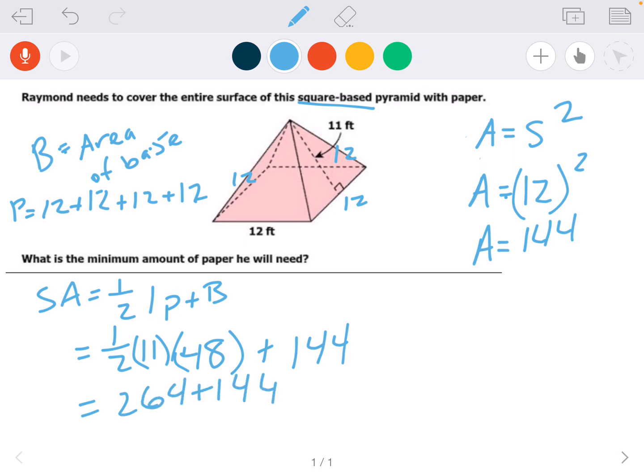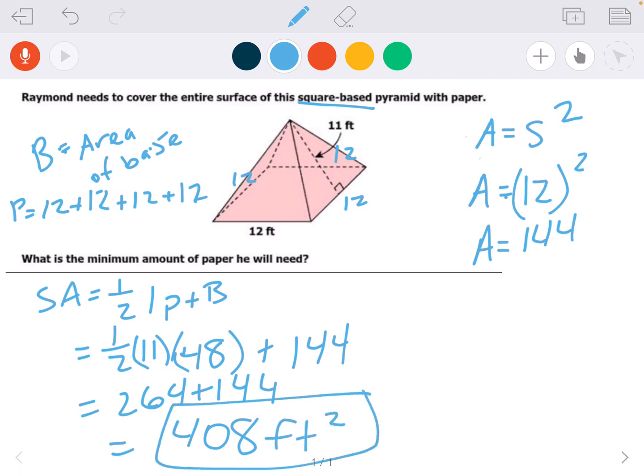So our last step is just going to be to add that to our 144, and you should get 408 feet squared. Surface area is squared. So 408 feet squared, that is the minimum amount of paper he will need. Now he might want to buy a little bit more in case he messes up, but minimum amount would be 408 square feet.